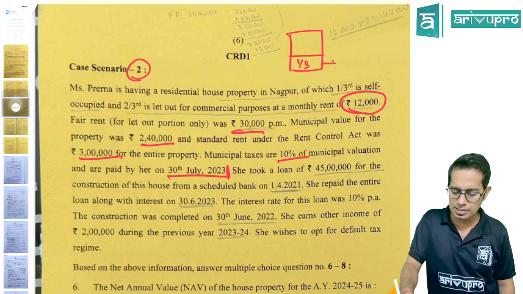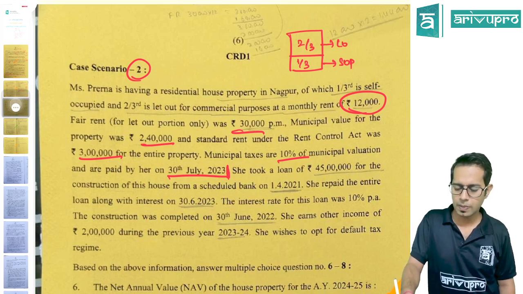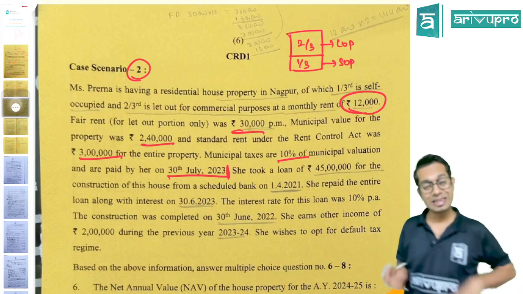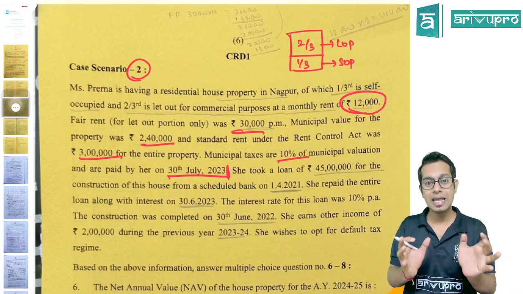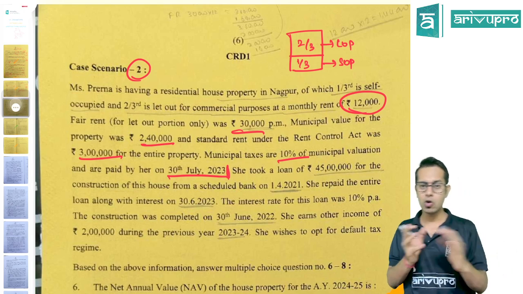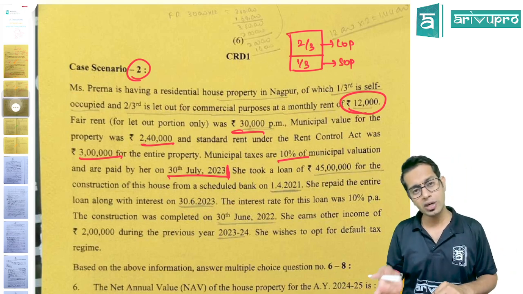1/3 is self-occupied by her and 2/3 is let out by her. Correct, not correct? So can I say this is a case of partly let out, partly self-occupied area wise? This is a case of partly let out, partly self-occupied area wise. Now what does the provision say, sir?